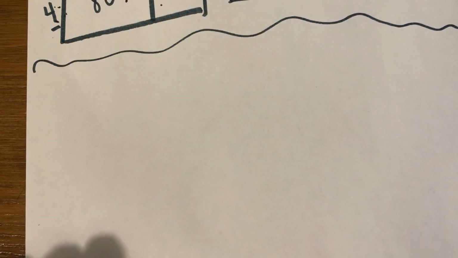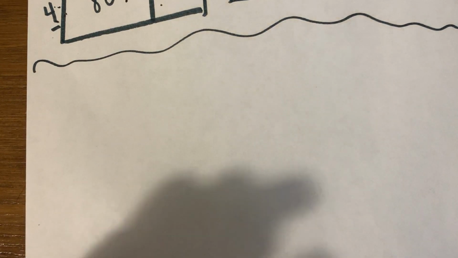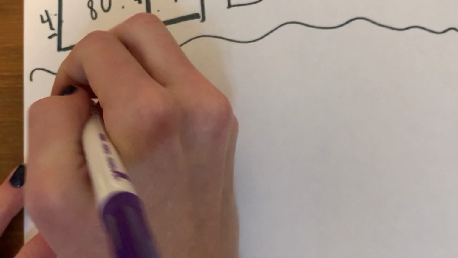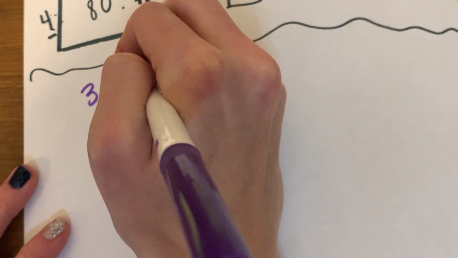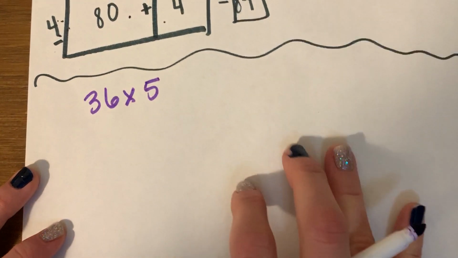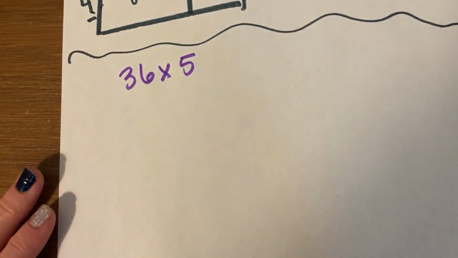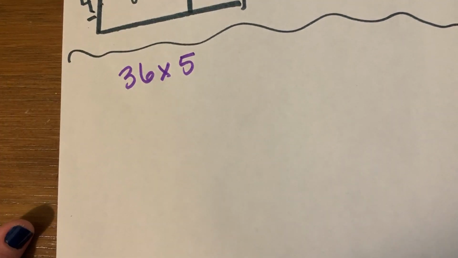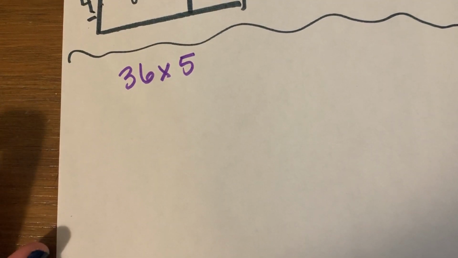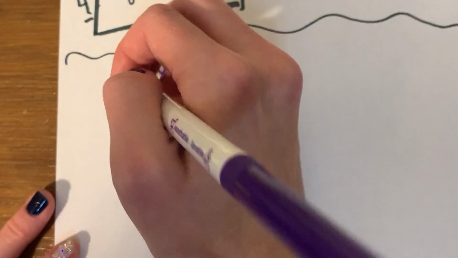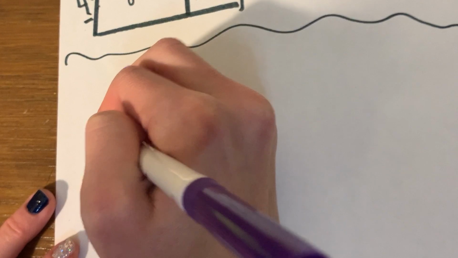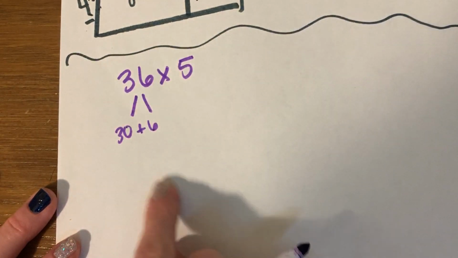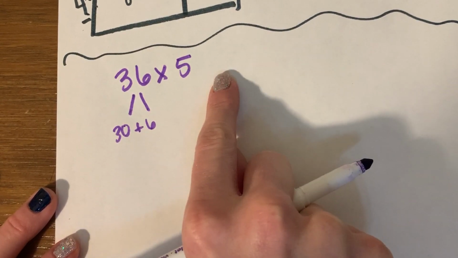Let's go ahead and look at 36 times, let's do 5. Okay, 36 times 5. All right, so go ahead and try it on your own. So our first step is going to be to break this down into 30 plus 6. All right, so now we're going to do 30 times 5 and 6 times 5.